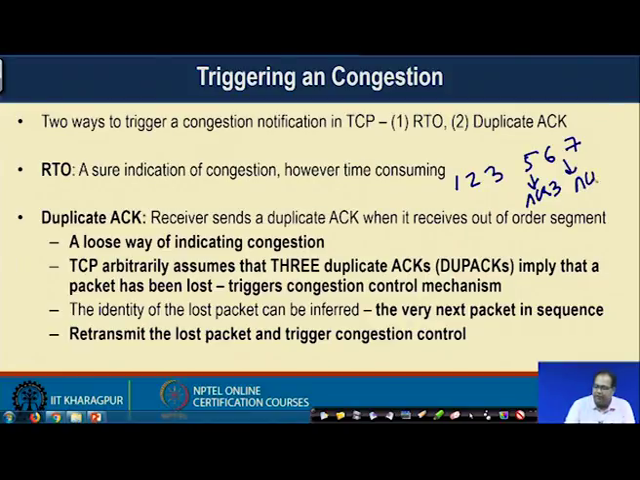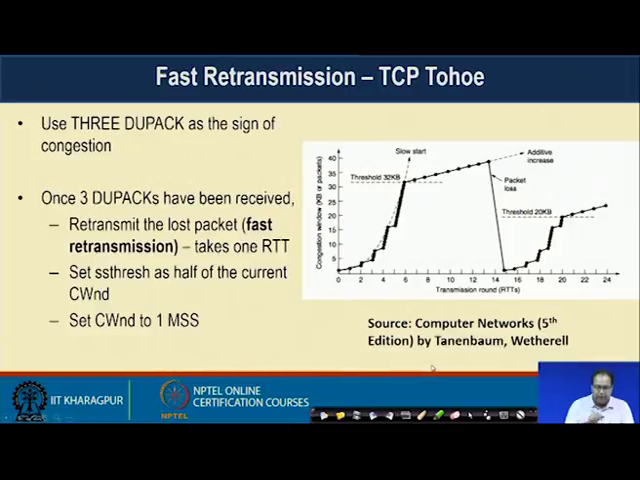So, every time you receive a duplicate ACK for ACK 3, in this case you can infer that packet 3 is actually the packet that has been lost. So, you retransmit the lost packet and then trigger the congestion control algorithm. This concept is known as fast retransmission, which is incorporated in one variant of TCP congestion control called TCP Tahoe. So, in TCP Tahoe we use 3 duplicate acknowledgements as the sign of congestion.